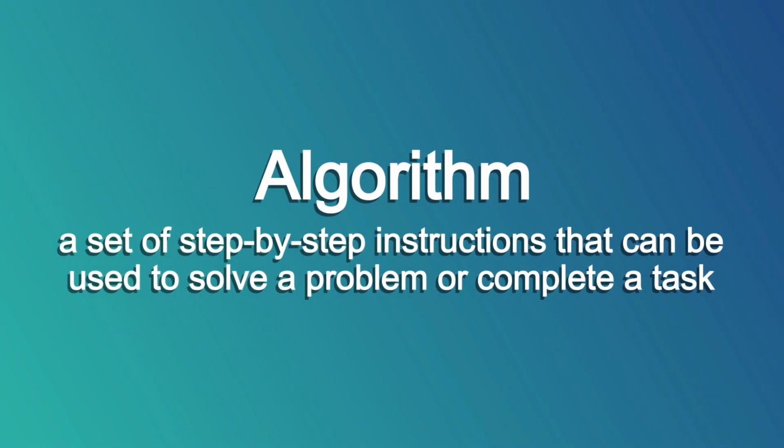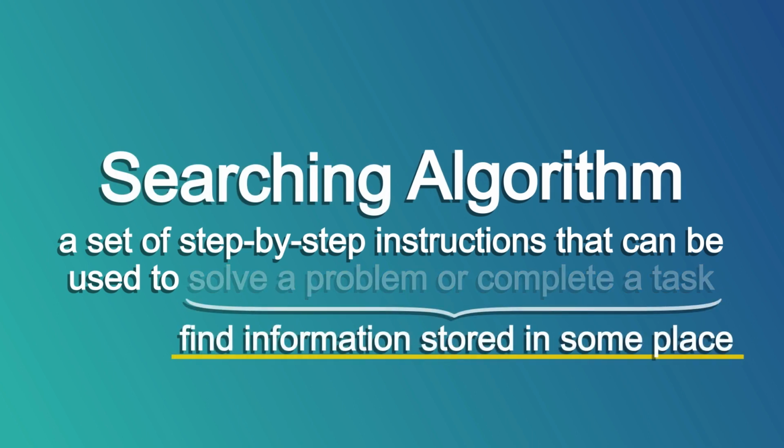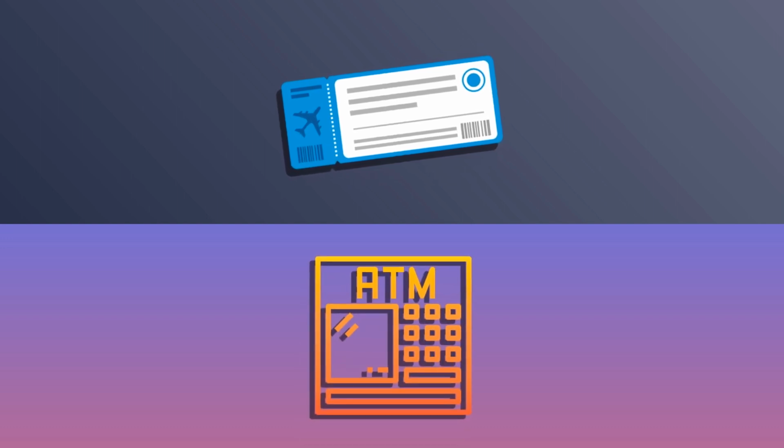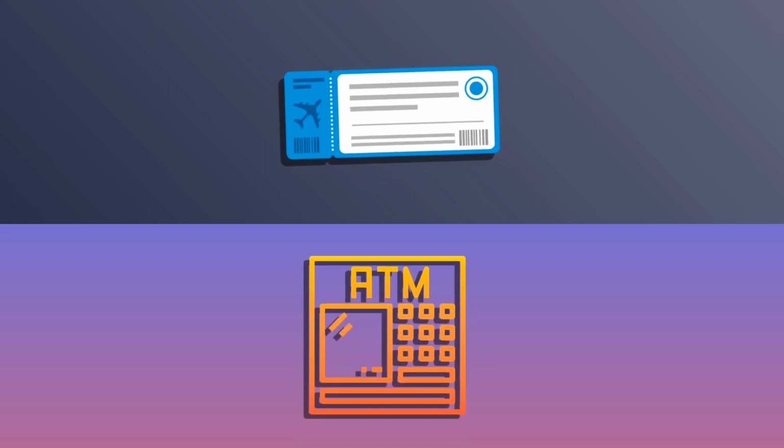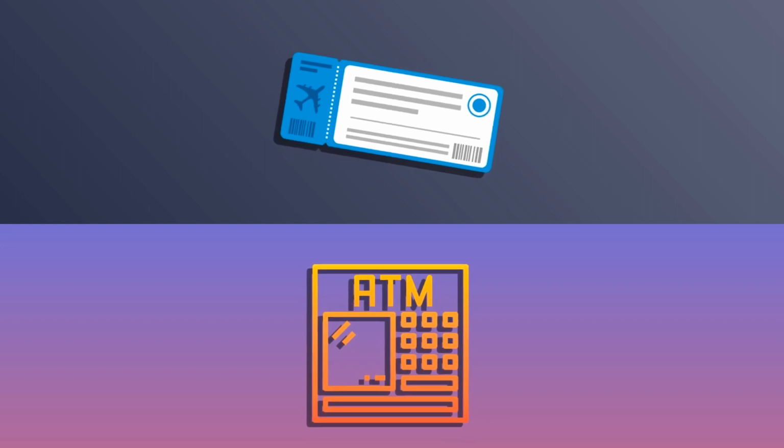So now that we know what an algorithm is, a searching algorithm is then a set of step-by-step instructions that can be used to find information that's stored in some place. From finding the least expensive plane ticket to New York, to withdrawing money at an ATM whose database could consist of millions of clients, searching algorithms are used all the time, everywhere.